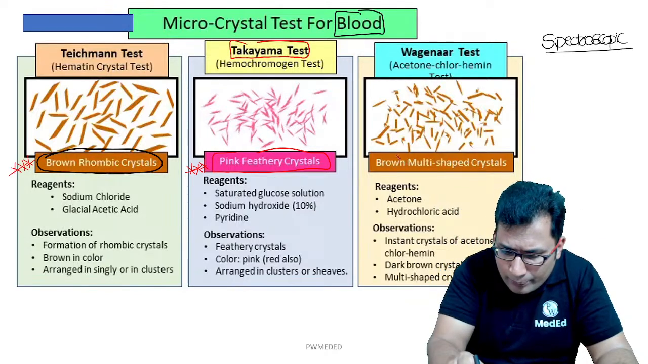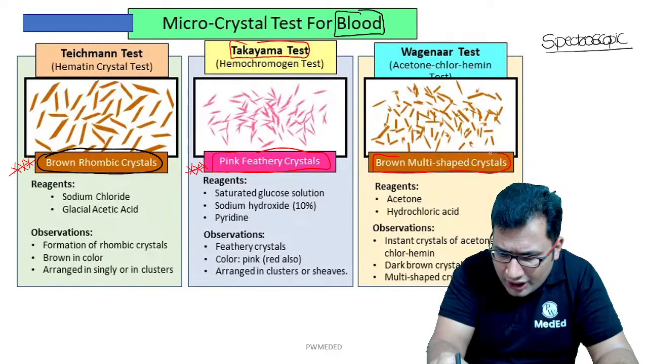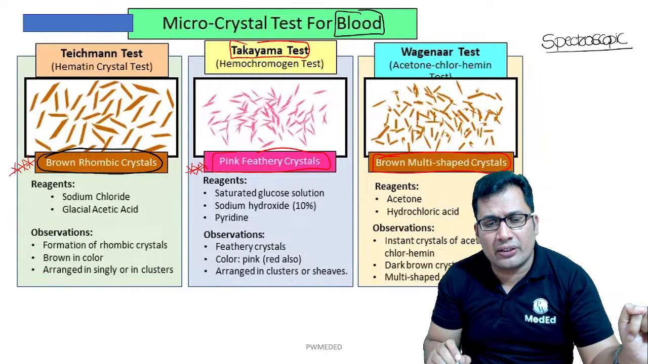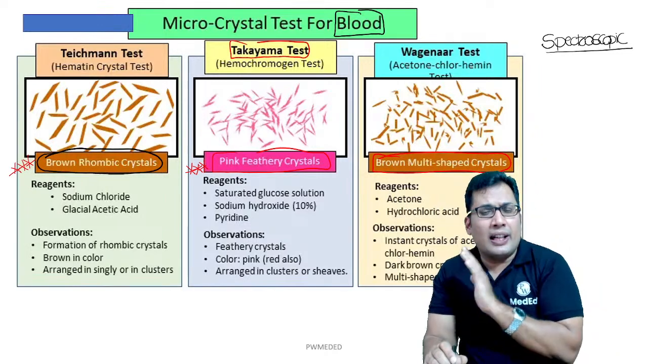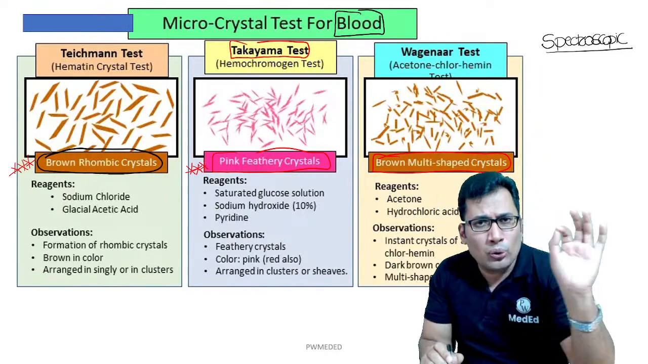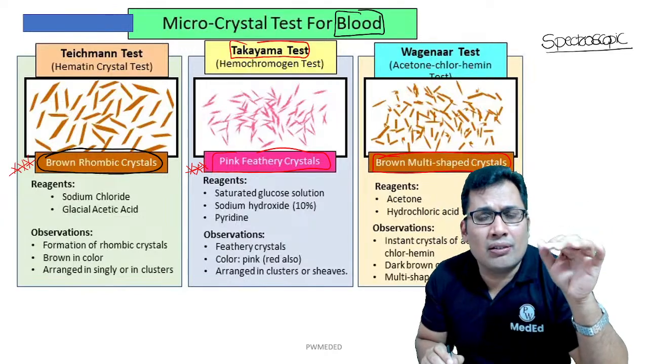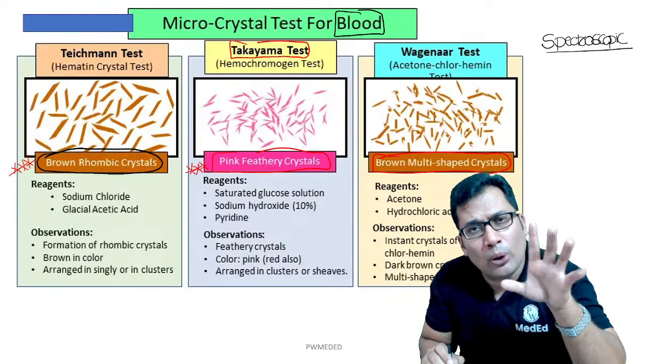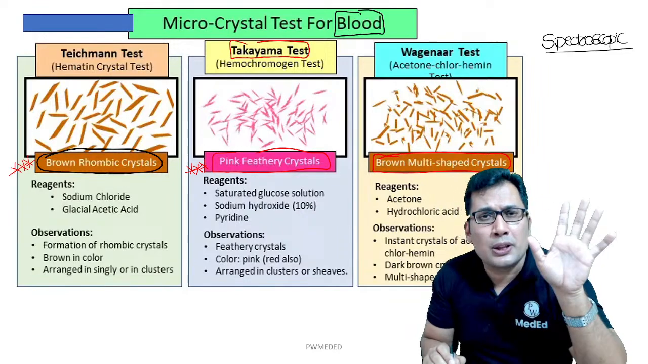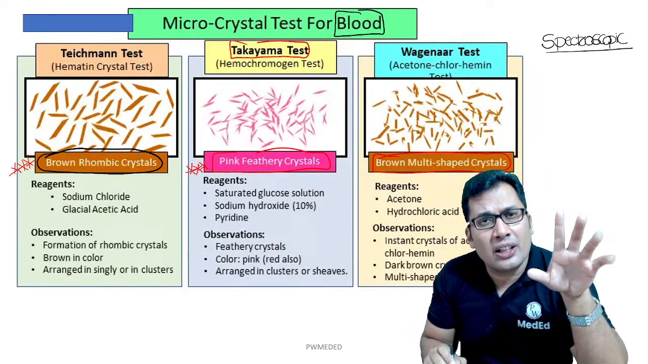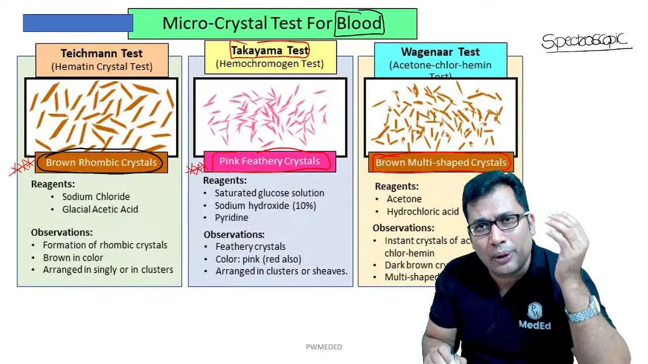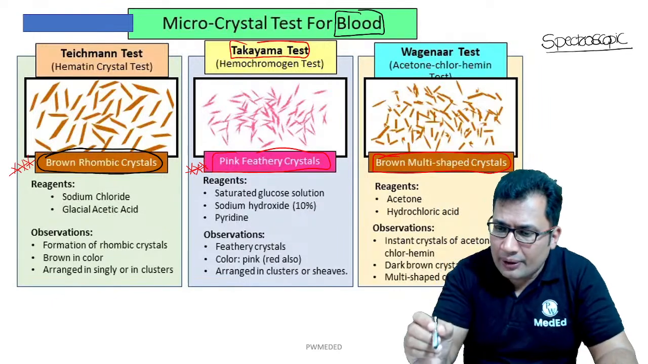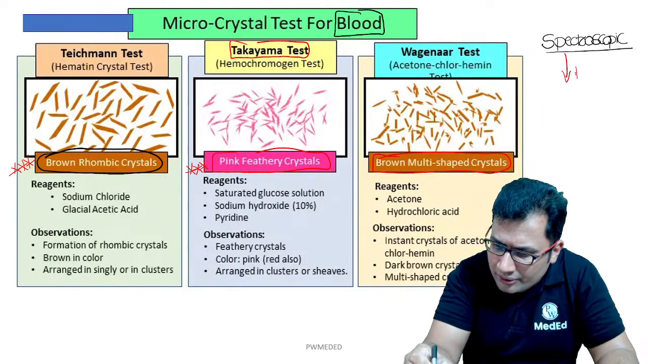Wagenaar test, there will again be brown multi-shaped crystals. This is very commonly asked in the exam. You need to know the shape of the crystal formed during investigation. Teichmann test, brown rhombic. Takayama test, pink feathery. Wagenaar test, brown multi-shaped crystals are seen. Spectroscopic examination, that is the best test.